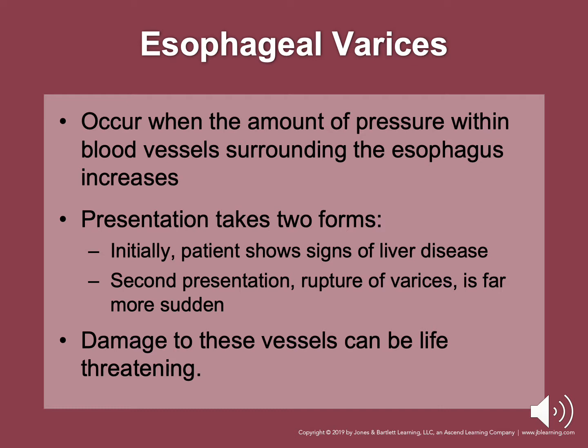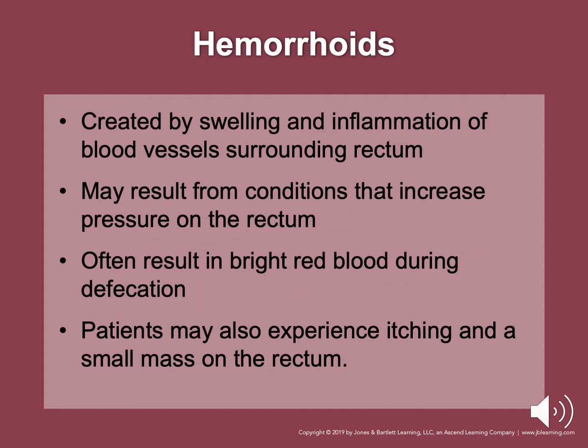Hemorrhoids, created by swelling and inflammation of blood vessels around the rectum, may result from conditions that increase the pressure on the rectum. They often result in bright red blood during defecation, and patients may also experience itching and a small mass on the rectum.